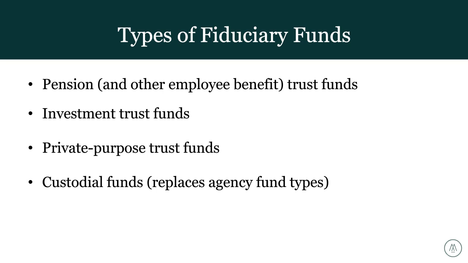Previously, agency funds only included a balance sheet, known as a statement of net position, but now they'll include a flow statement and a balance sheet. So if you happen to have an agency fund, just be aware that it's now known as a custodial fund, and you'll need to track inflows and outflows in your general ledger if you haven't previously been tracking that info.